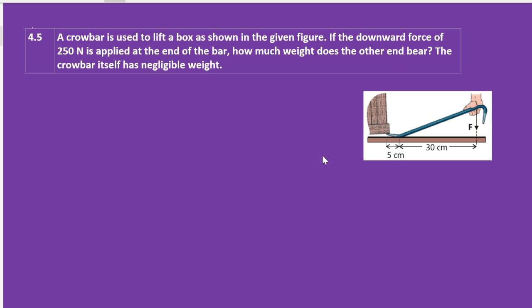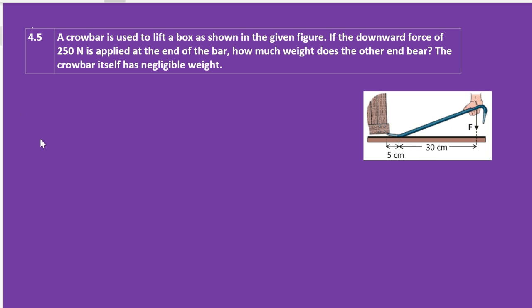Dear students, this is the figure in which a hand is applying a force in the downward direction, and the magnitude of this force is given as 250 Newton, and the distance of this force from the fulcrum or the pivot point is 30 centimeter, and on the other side of the fulcrum, at a distance of 5 centimeter, a load is being lifted up. We are asked how much load will be lifted by this force, which is 250 Newton and which is acting at a distance of 30 centimeter from the pivot point or the fulcrum.